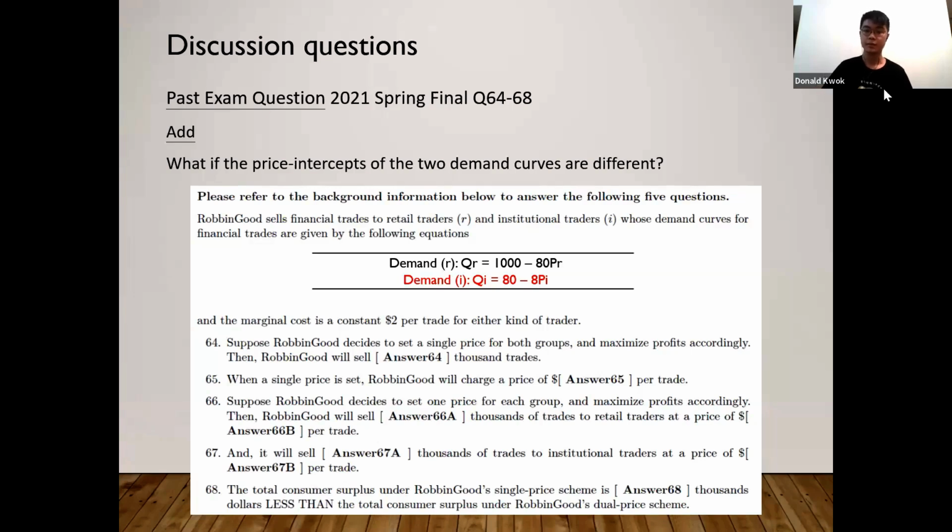Okay, so let me start with the explanation and hope you have some initial ideas. For question 64 and 65, if the firm is setting a single price, then what would be the profit maximizing quantity and price in this case? So don't panic, just follow the 4 universal steps.